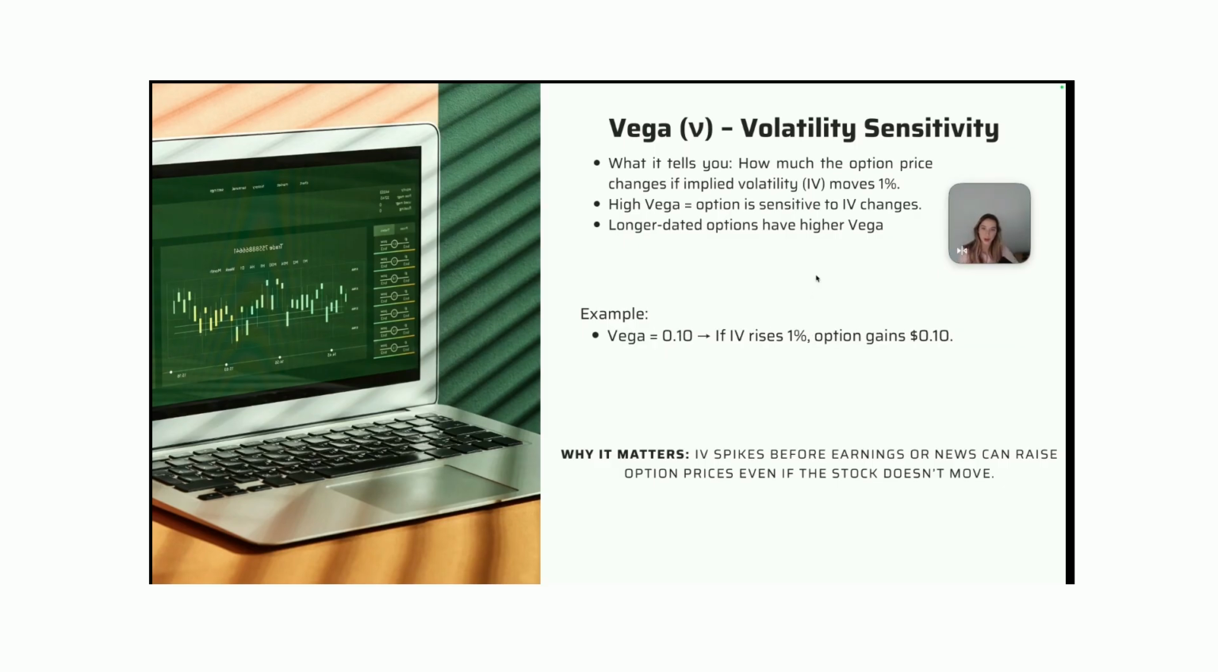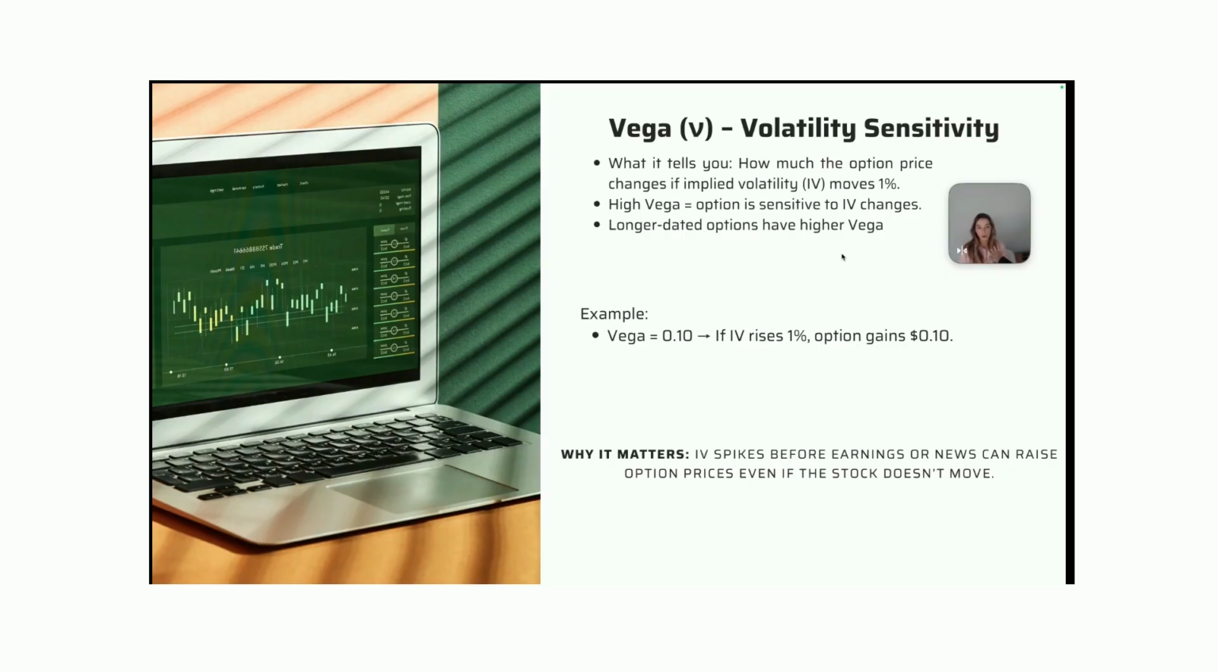So next we have Vega, which is our volatility sensitivity Greek. What it tells you is how much your option price will change if IV, implied volatility, moves 1%. So a high Vega option is sensitive to IV changes. Longer dated options will have a higher Vega. For example, if your Vega is 0.10 and IV rises 1%, your option would gain 0.10. So why does this matter? IV spikes before earnings or before big news events, and that can raise option prices even if the stock doesn't move.